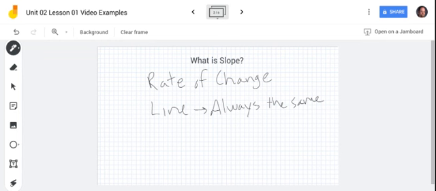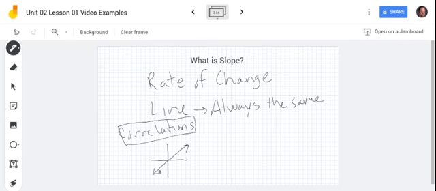Now we're going to look at, there are four types. These are called correlations. Now a correlation is simply, think of it as the direction that a slope goes. We have four main types. If you have a line going from the bottom left to the top right, that is known as a positive. If you have a line which is going from the top left to the bottom right, that is known as a negative.